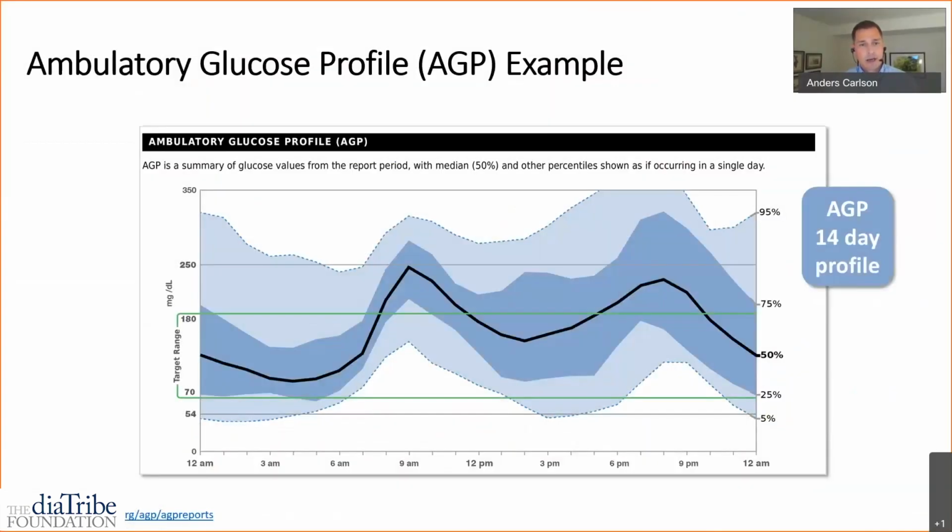And so focusing on the middle section, the AGP, you can see highlighted in green the target range from 70 to 180 milligrams per deciliter. And that's really where we want to see patients spending most of their time. The black line is the median, so half of glucose values are above it and half are below it. The dark shaded area shows where 50% of glucose values from that CGM period are located. So 50% of the time is in that dark shaded area. And then the light shaded area is 90% of the time. So 5% of glucoses are above it and 5% are below it.